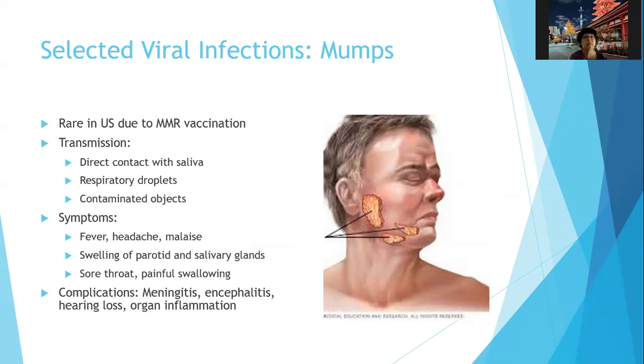It's transmitted by direct contact with saliva, which is also respiratory droplets, and if you sneeze on stuff, contaminated objects. Symptoms are fever, headache, malaise, swelling of parotid and salivary glands. That's the mumpy part. Sore throat and painful swallowing. Complications of mumps are serious: meningitis, encephalitis, hearing loss, and organ inflammation. So, not a fun thing.